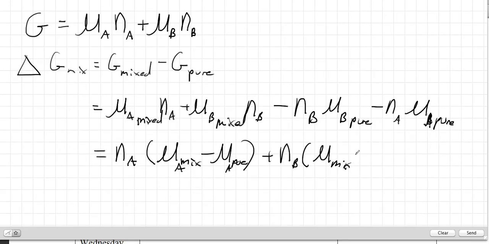So you can see that if the chemical potential of the mixed stuff is less than the chemical potential of the pure stuff, then delta G is going to end up being negative. The stuff's going to mix, which is what we expect. So really all we have to do is see what happens to the chemical potential of the two gases as they mix. That's the key to the whole thing.